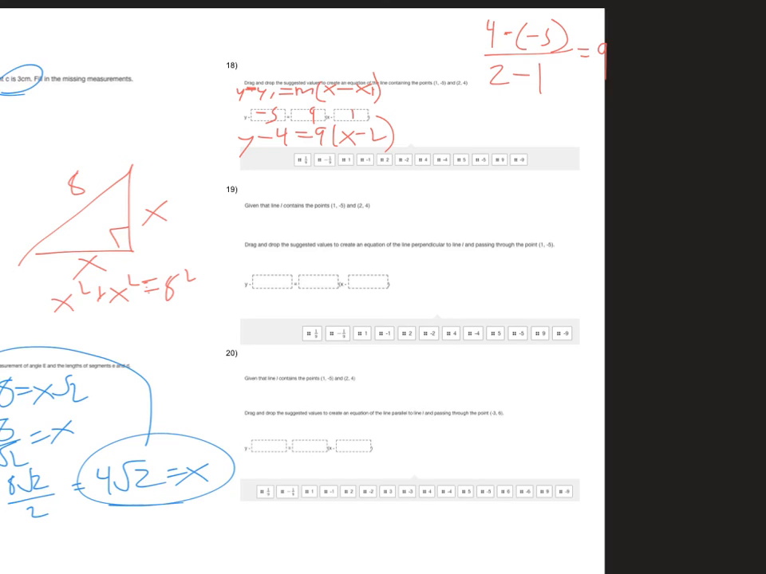Now we're calling that line L in number 19, and we're saying, okay, given that line L contains those points, hey, that's the points we just worked with, make the equation of a line perpendicular to line L passing through the point 1, negative 5. Well, we're going to deal with the 1, the negative 5 the same way, so this is y minus negative 5 equals the slope times x minus 1. The slope is just the opposite reciprocal. Perpendicular lines have opposite reciprocal slopes. So the opposite, originally we were positive 9, now we're negative. Reciprocal, 1/9.